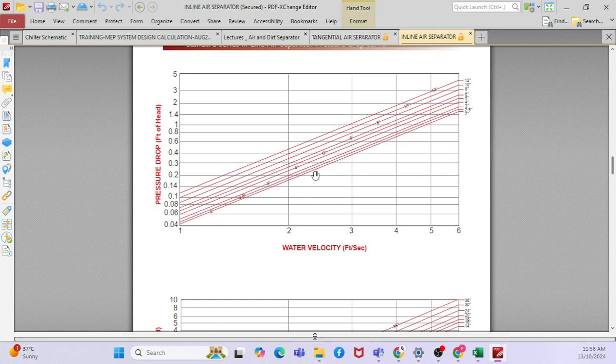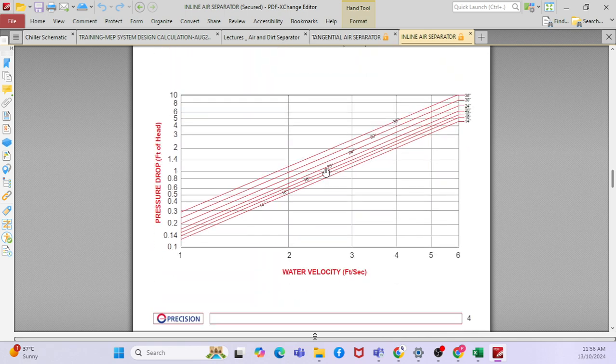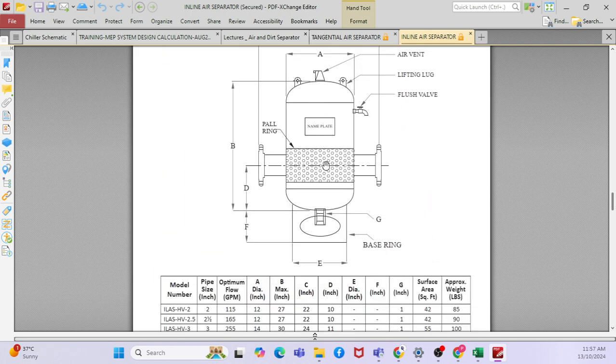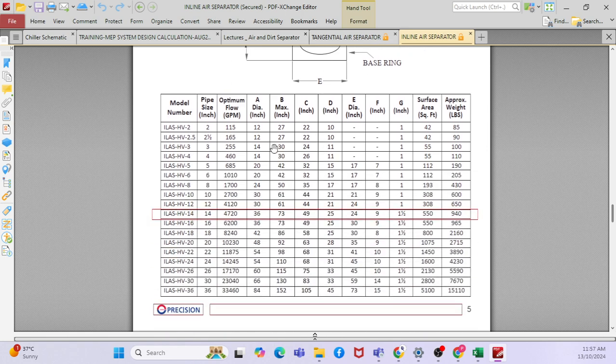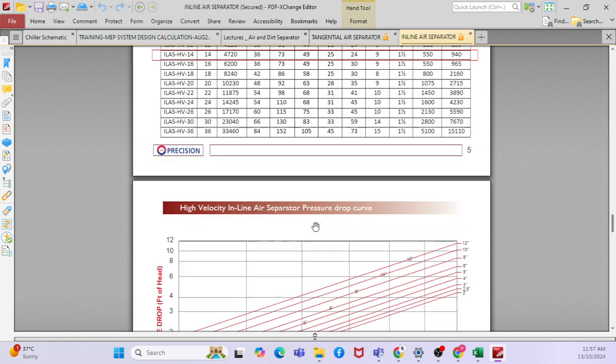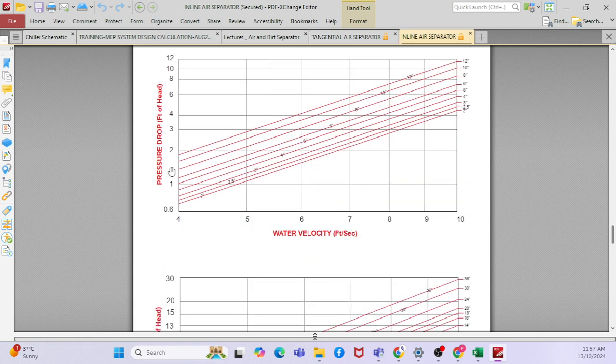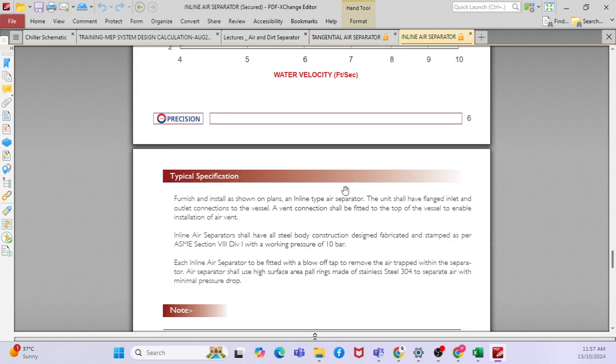You can get the pressure drop across the air separator or dirt separator. This pressure drop is required for you to design the chilled water pump head. Clear, right? Based on the optimum flow, you can select the model. So this is the model, and you can get the pressure drop as well.